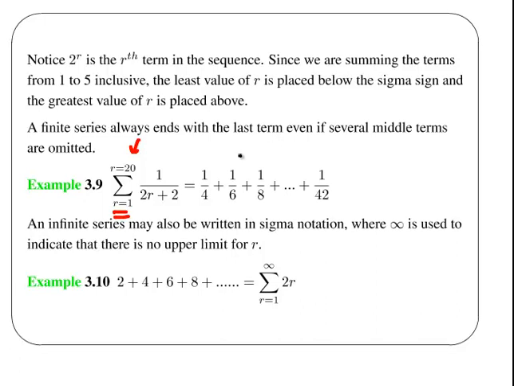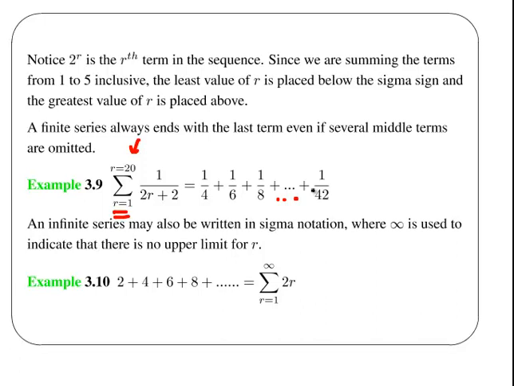So that's just to give a cue of what I mean when it always ends with the last term. If you're writing it out like this, you have 1 over 4 plus 1 over 6 plus 1 over 8. Then you have these dots here, an ellipsis, but you will end it with 1 over 42. That's an example of what I mean, and it gives a picture of how to properly represent a finite series.